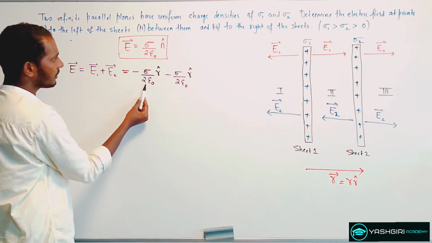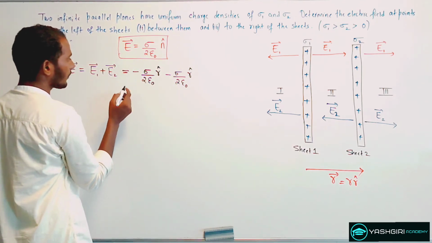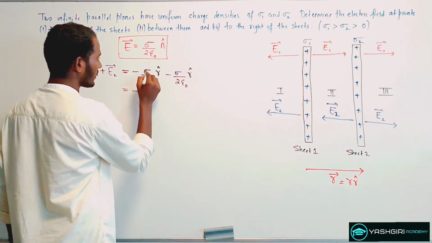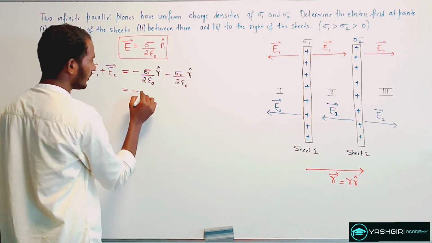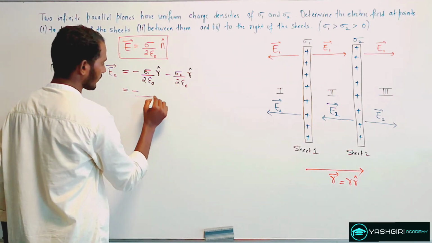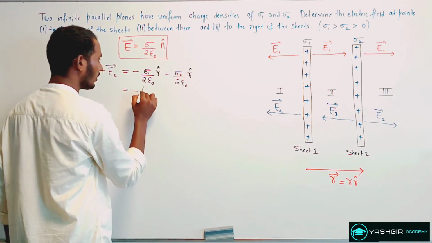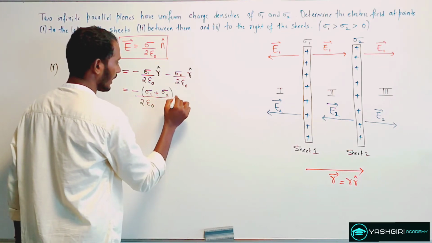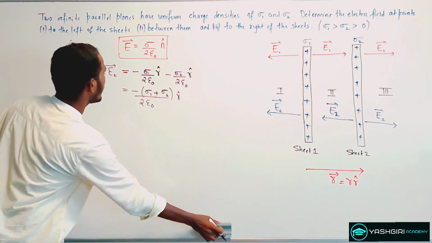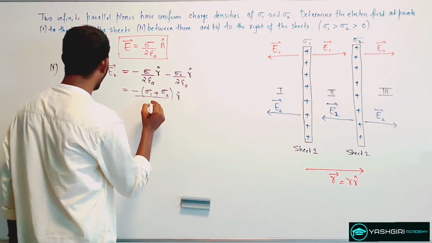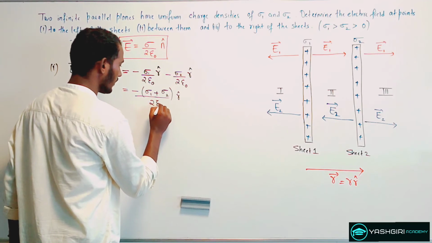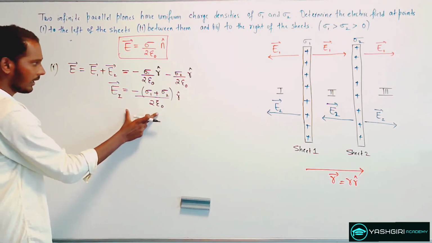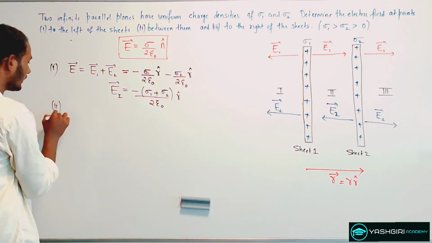All right, whereas the magnitude, we have this equation. Now I can rearrange and write this expression as minus, this is my sigma 1, sigma 2, upon twice epsilon naught, I can write sigma 1 plus sigma 2 along the r cap. So this is the equation for the net electric field in region 1. So that's the expression.